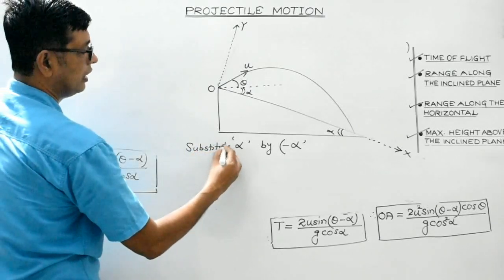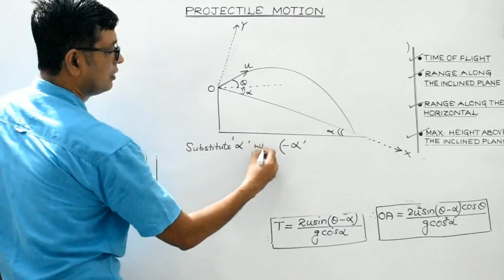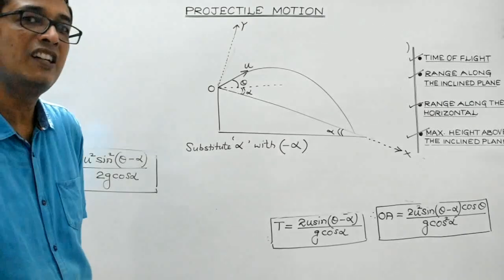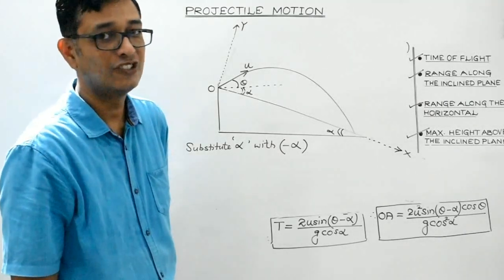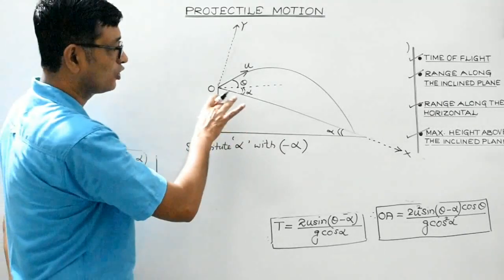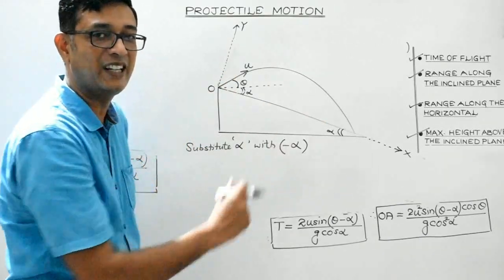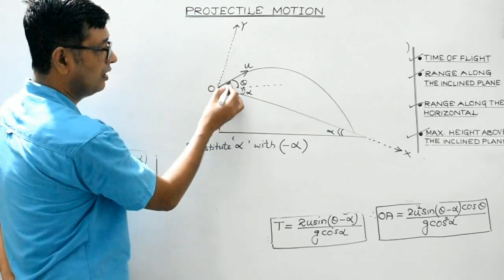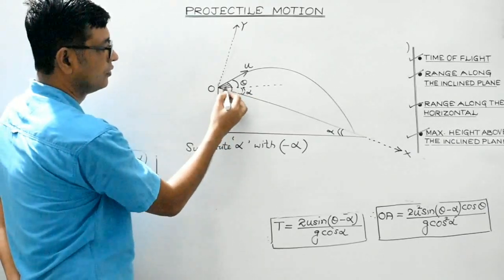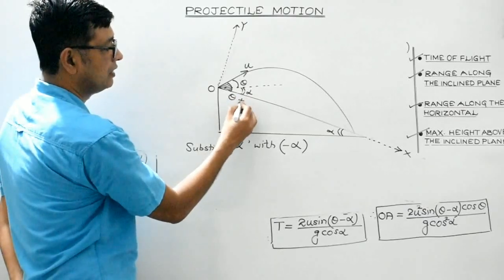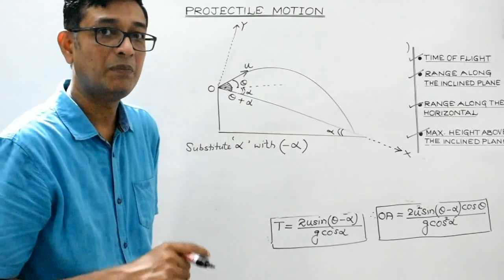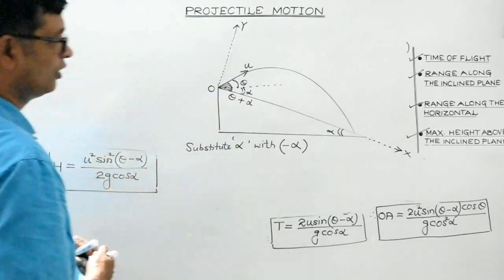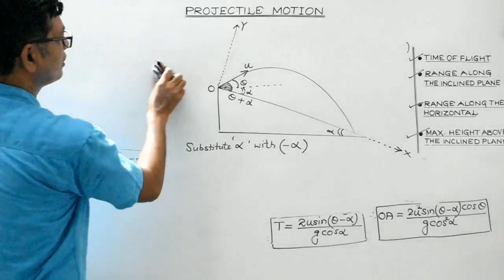Substitute alpha with minus alpha, and that will give you the expressions for the time of flight, maximum height and the range. Clear, students? It is the case of projectile motion down an inclined plane. Clear? So here the orientation of alpha will get changed. The total angle along the inclined plane would be theta plus alpha. So theta minus alpha will become theta plus alpha. Right? One more thing, students.